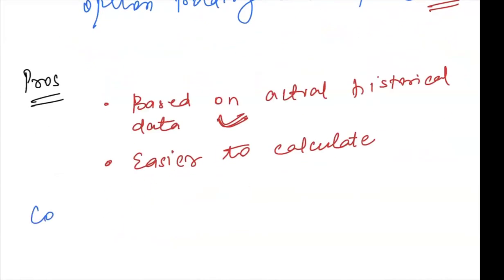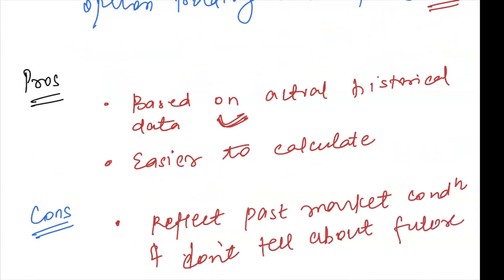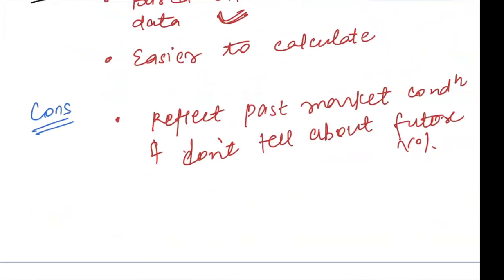What are the cons? When you choose historical volatility, it only reflects past market conditions and does not tell you about future volatility. This is the major issue: it does not tell anything about the future volatility. So this was all about historical volatility.